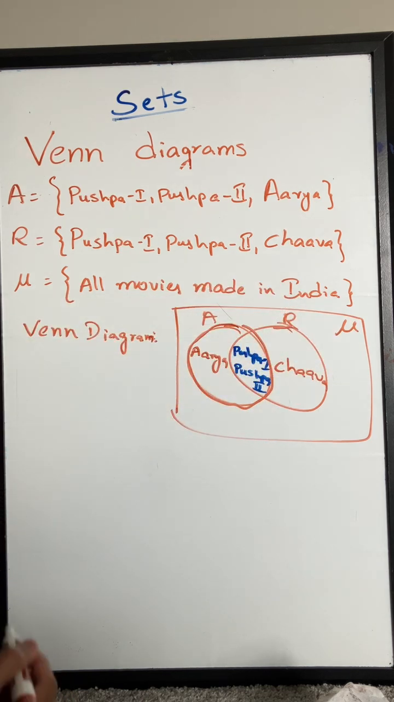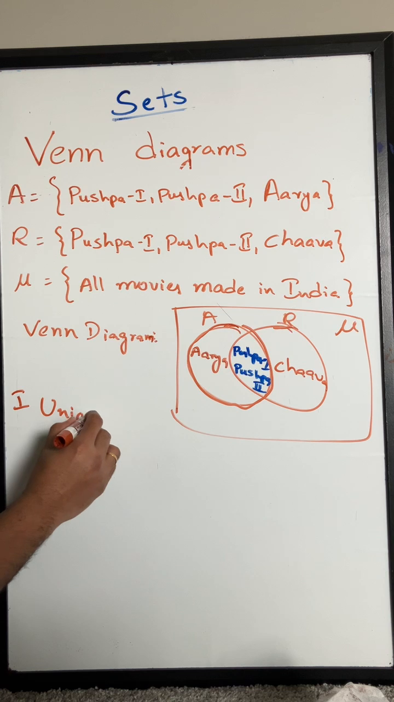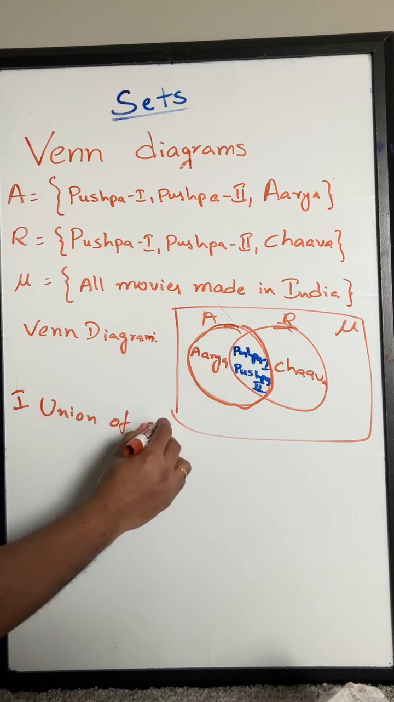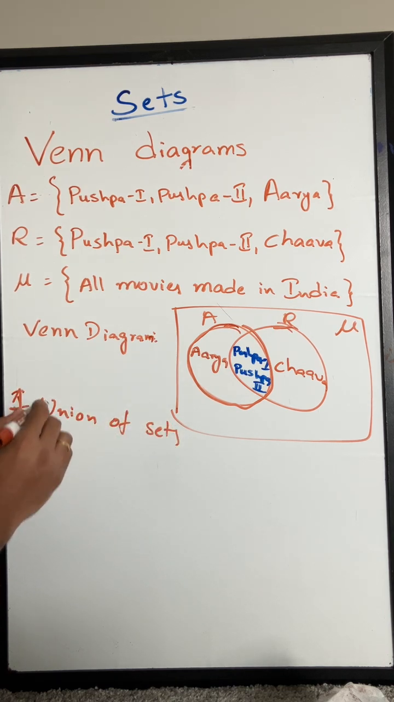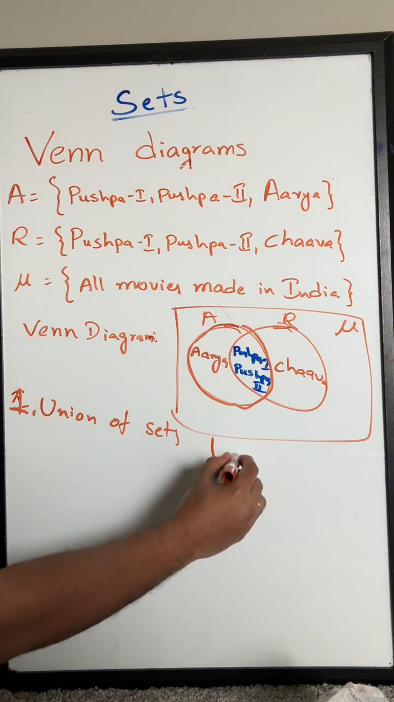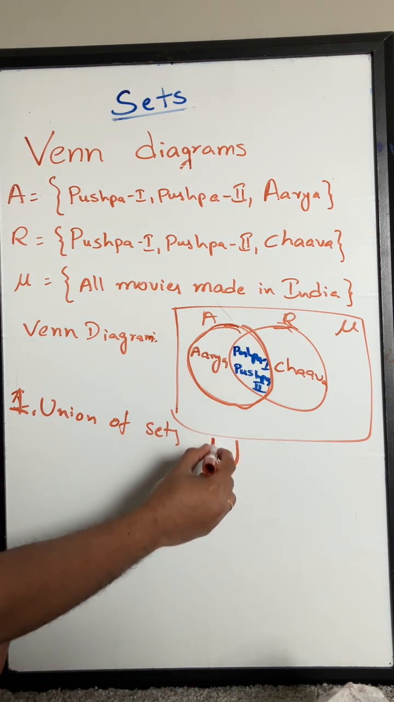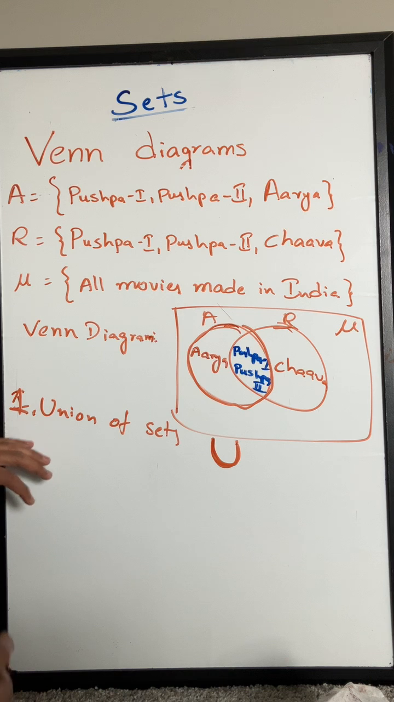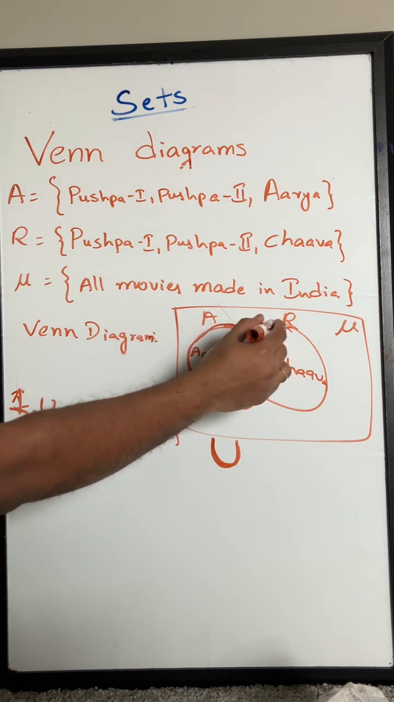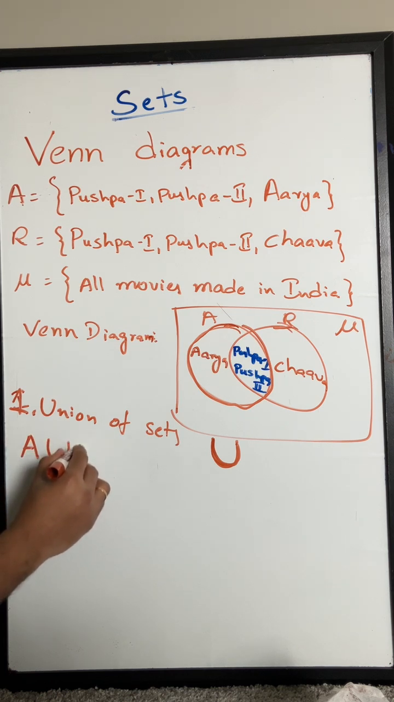So now we'll learn a few operations on sets. The very first operation we are going to learn is union of sets. What is union of sets? We represent it with the symbol U, you can call it U. It's like joining those two. Here we are considering two sets, A and R, so the union of sets is A union R.